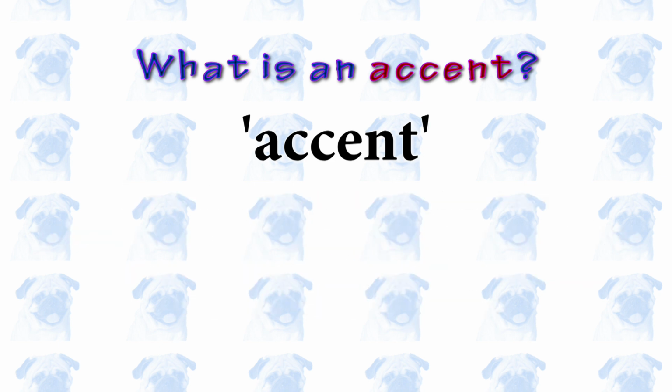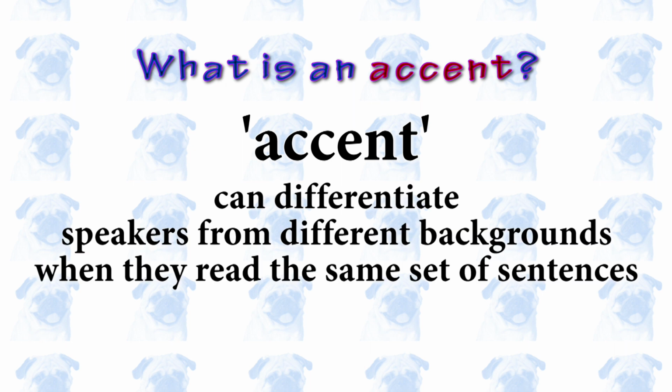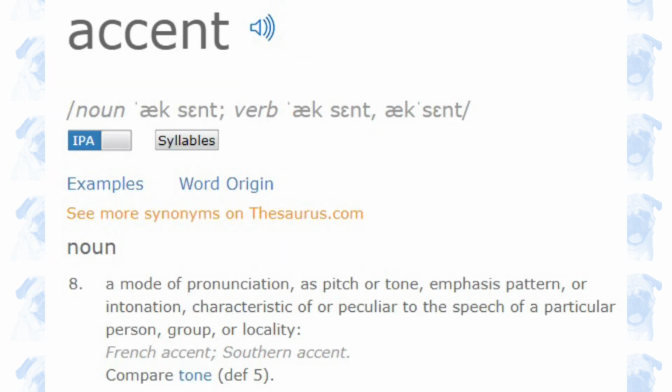This implies that an accent is something that can differentiate speakers from different backgrounds when they read the same set of sentences. For example, different people can read the following definition of accent from dictionary.com verbatim without violating the rules of grammar, and their accents are the only clue as to their linguistic backgrounds.